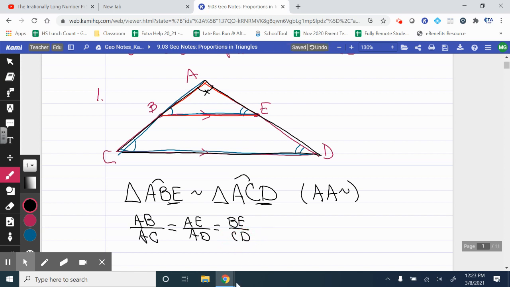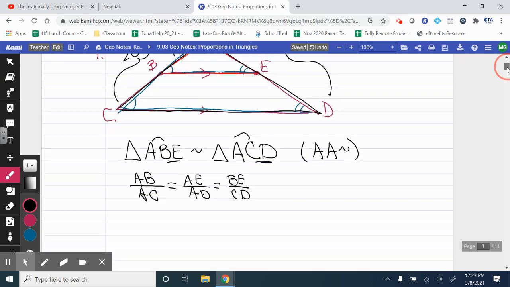I'm going to give you some numbers now. So AB is 15, and AE is 18, and AC is 20. So from here, I'd like you to find side AD. So we'll call AD X. All right, pause the video and set up a proportion and solve.